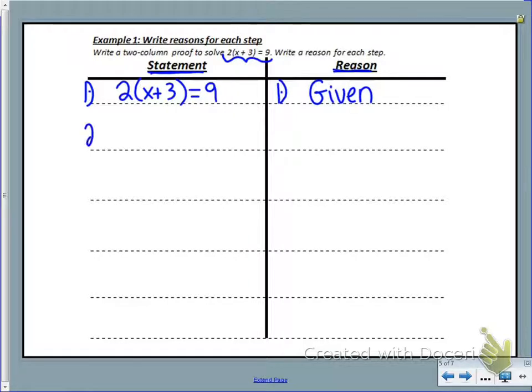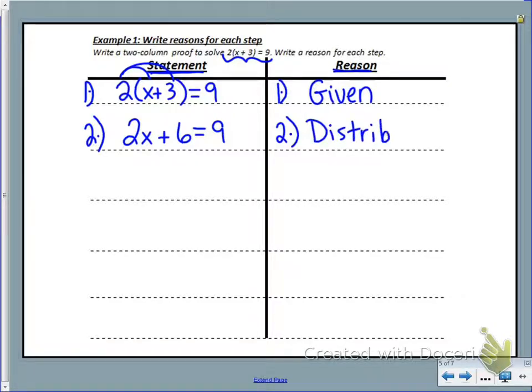Okay, the first step we would need to take in solving this equation is to get rid of the parentheses. So we're going to use the distributive property, and that would become 2x plus 6 is equal to 9, just like we would have done in the past. The difference now is that we're going to supply a reason for which property we used to get to that result. Well, that's the distributive property.